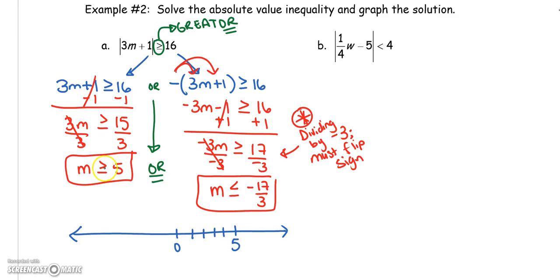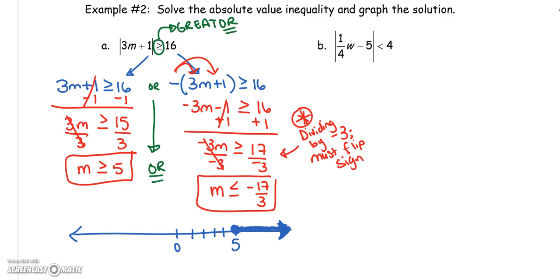Here's 5. Now, if it's greater than or equal to, we know that it's a closed circle because 5 is actually part of the solution. And anything greater than 5 is moving to the right of 5. So I'm going to go ahead and highlight that section, or bold it in my case. So that's where the answer for that would be.